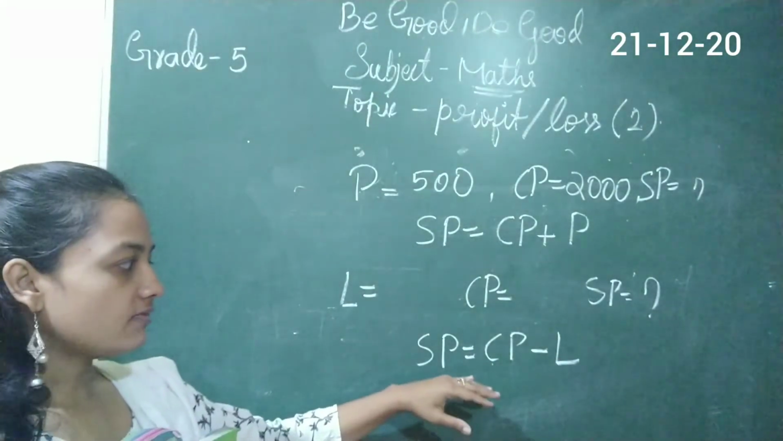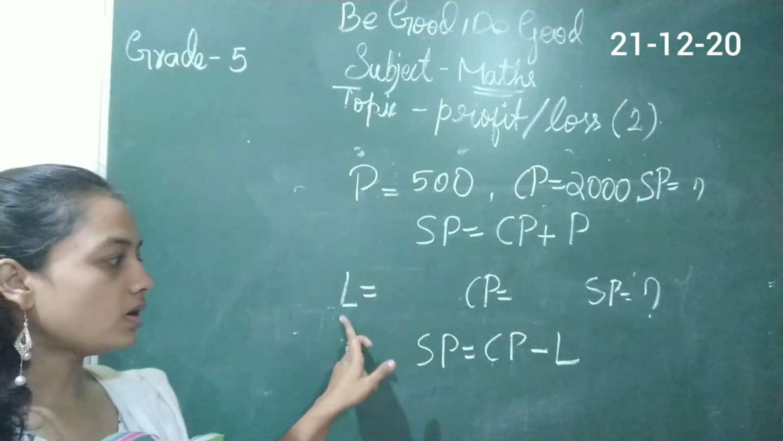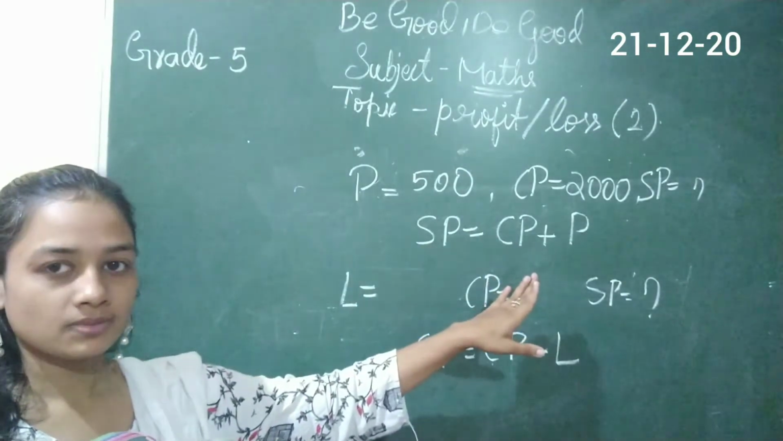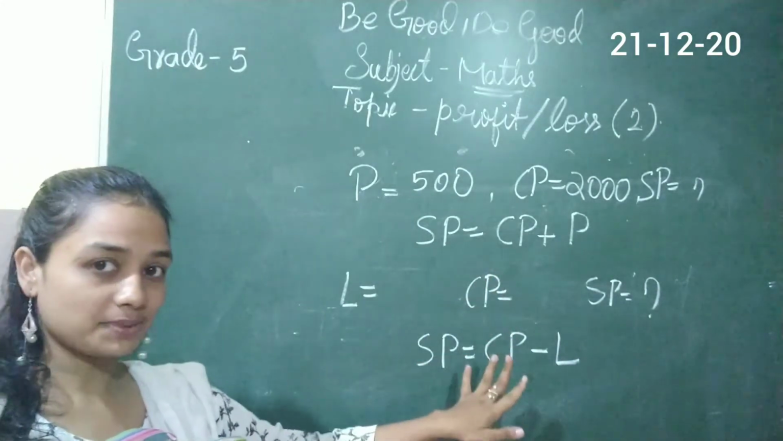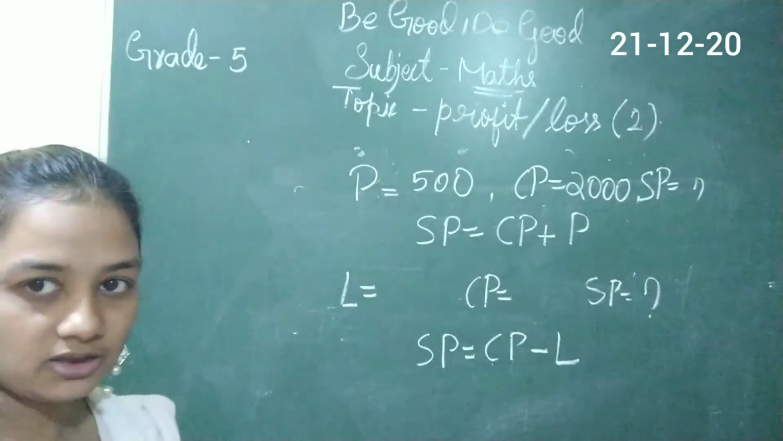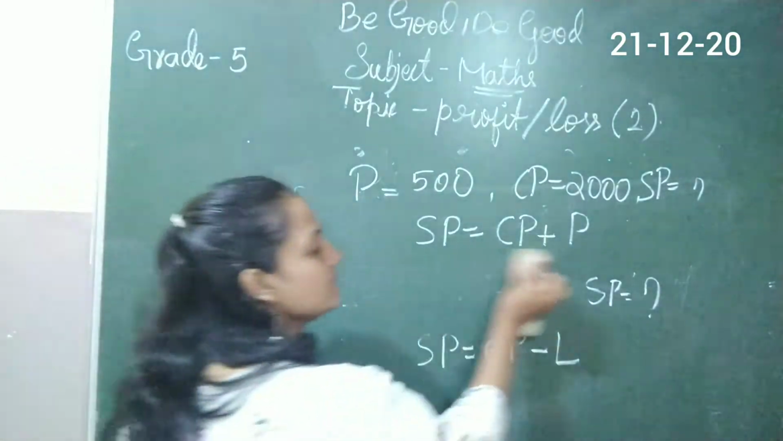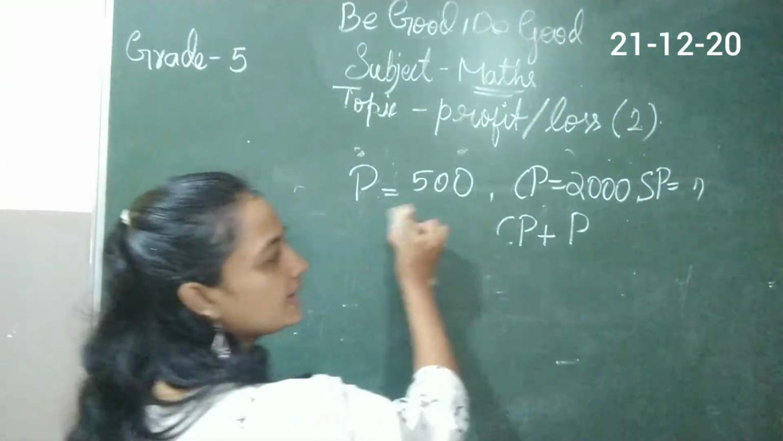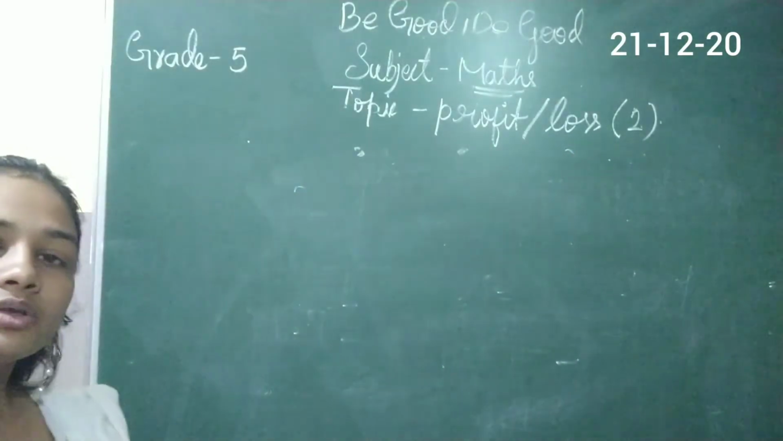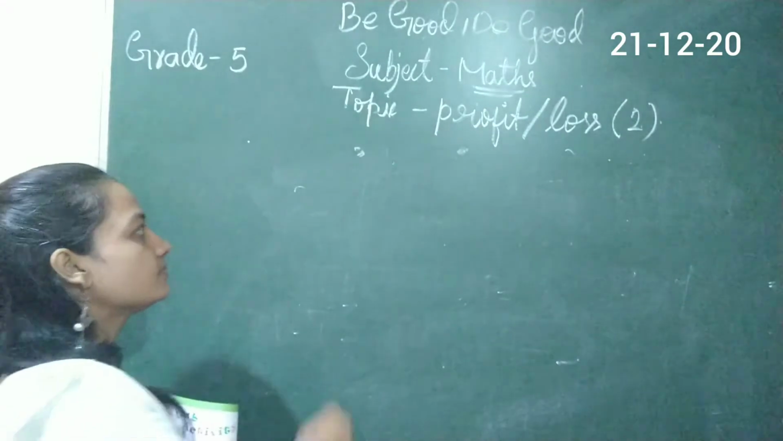This is the formula for finding SP when loss is given, SP when profit is given. So, you have understood this explanation. Now, let us write the formulas for clarification, because everything having the SP, P, L, CP, we may be a little confused. So let us write the formulas.